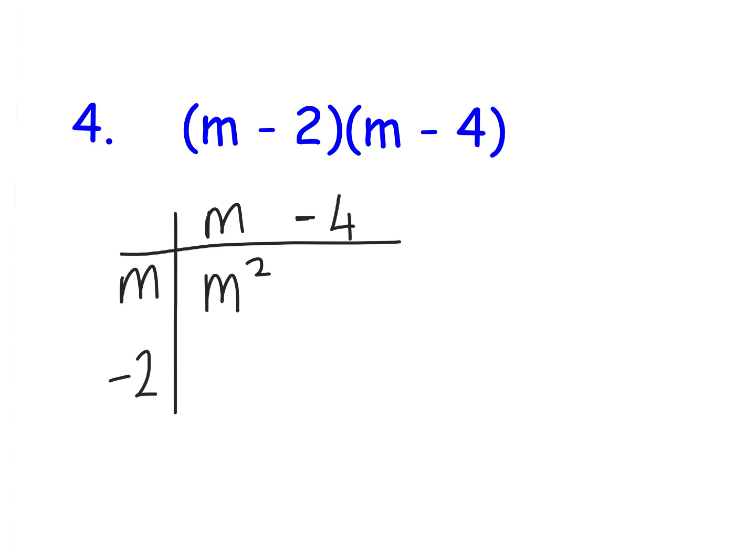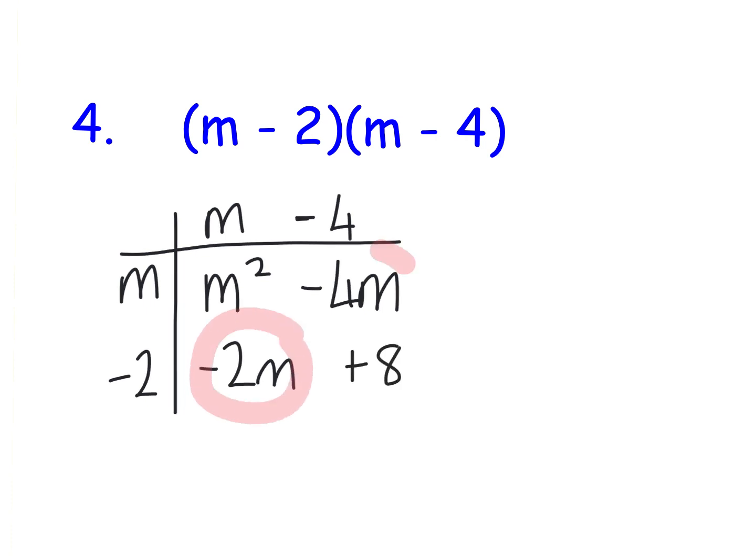Top right will be negative 4 times m, so negative 4m. Bottom left will be m times negative 2, so negative 2m. And then bottom right is minus 4 times minus 2, double negative there, turning that into positive 8. And then these are the two things that tidy up, the m's. So my final answer, m squared.